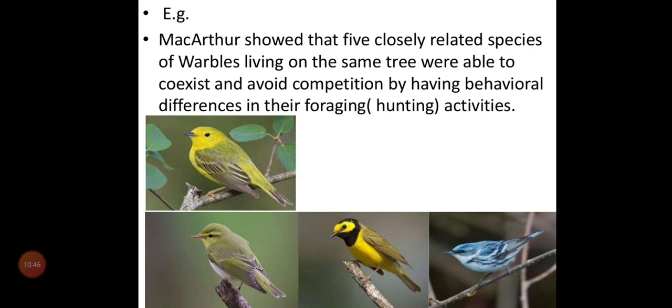So here is the example. MacArthur, in a study of a bird type, showed that five closely related species of warblers living on the same tree were able to coexist. How are they able to coexist? By avoiding competition through behavioral differences in their foraging. Foraging means searching for food. So some birds hunt in the morning, some in the afternoon, some in the evening. So though the natural food resource is the same, they allot different times to get food. It is a behavioral difference in competing to get food from the same natural resource.